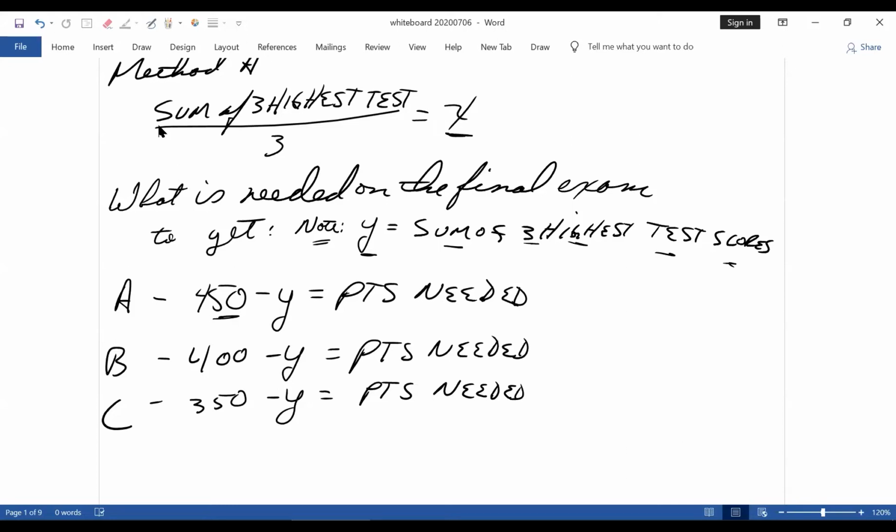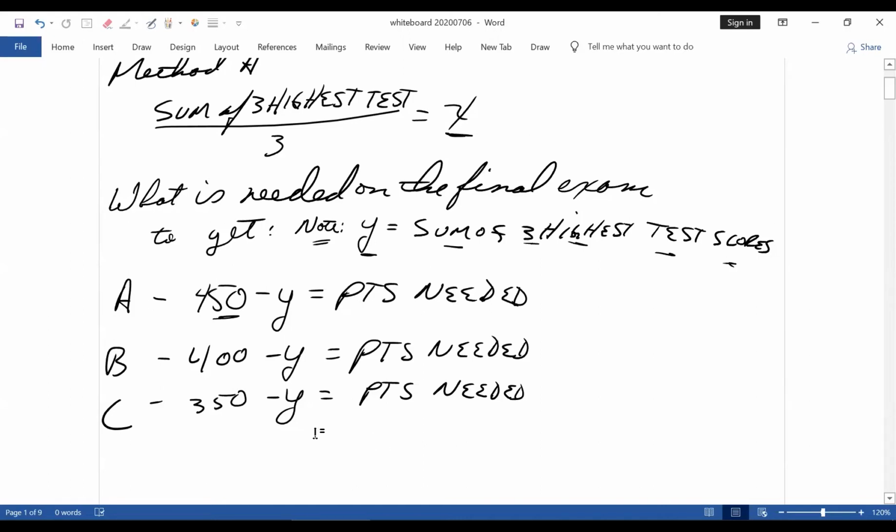If we look at this, this is Y. To get an A, 350 minus Y gives you the number of points needed. To get a B, 400 minus Y. That's approximately the points. This is assuming you've handed in all your labs and you've done pretty good. And finally, 350 minus Y is the minimum amount to get a C.